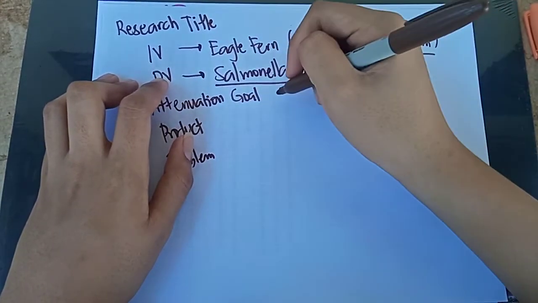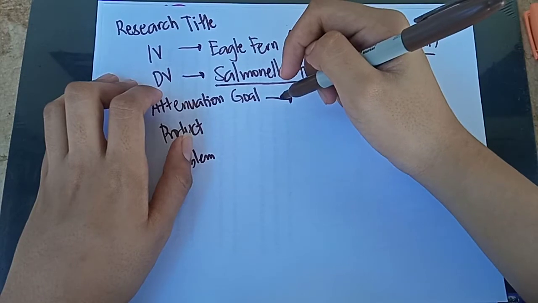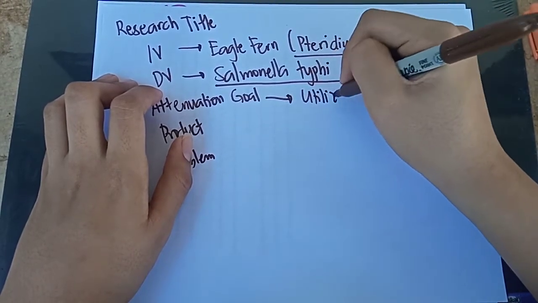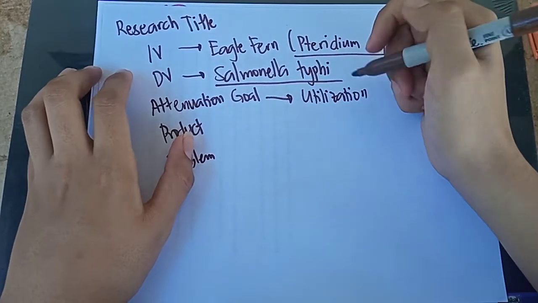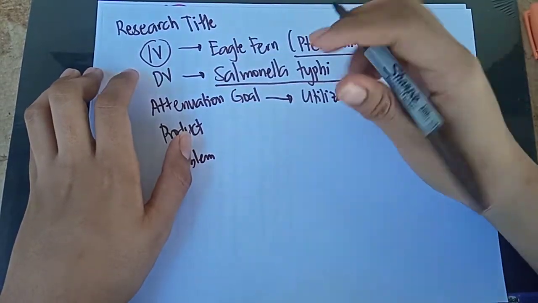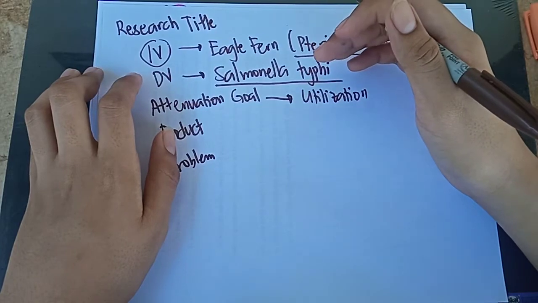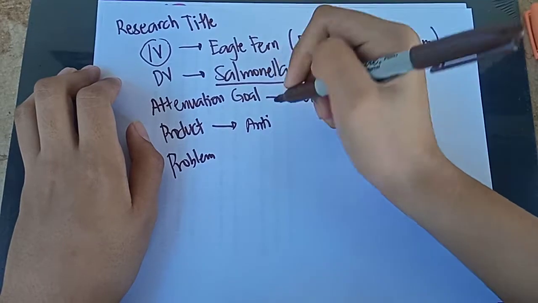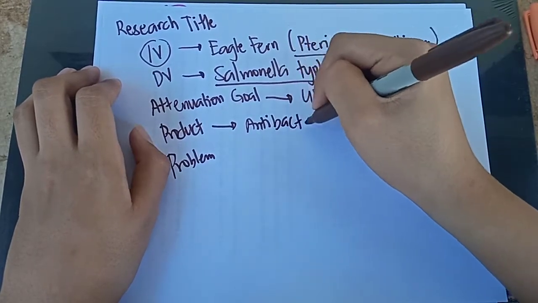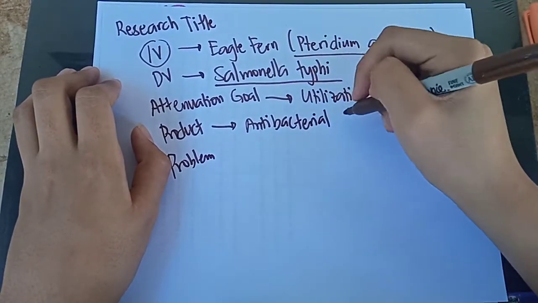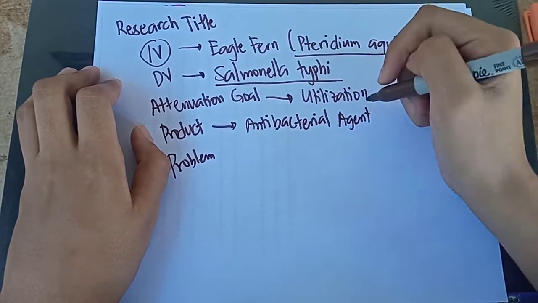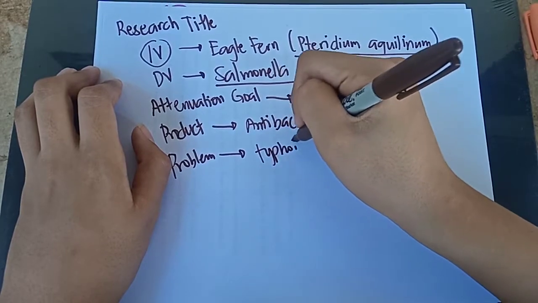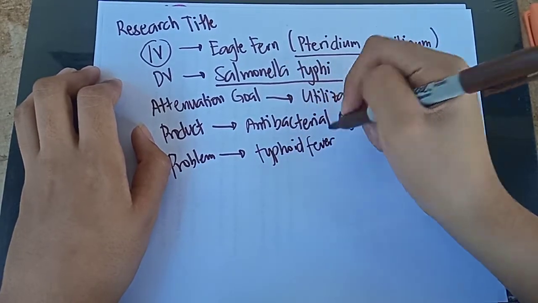So, let's underline that. The attenuation goal is utilization, to utilize the independent variable. And then, let's say that the product to be created should be an antibacterial agent. Now, the main problem is the existence of typhoid fever.